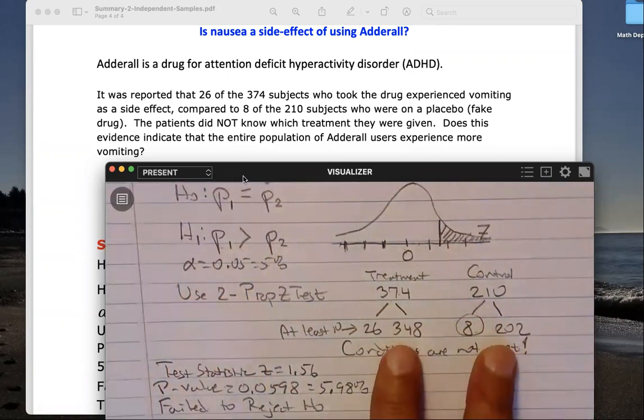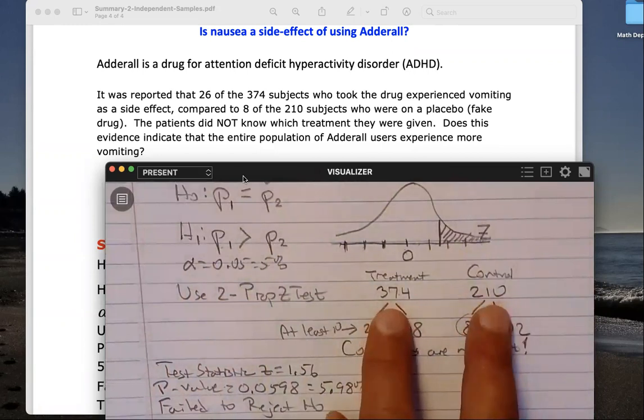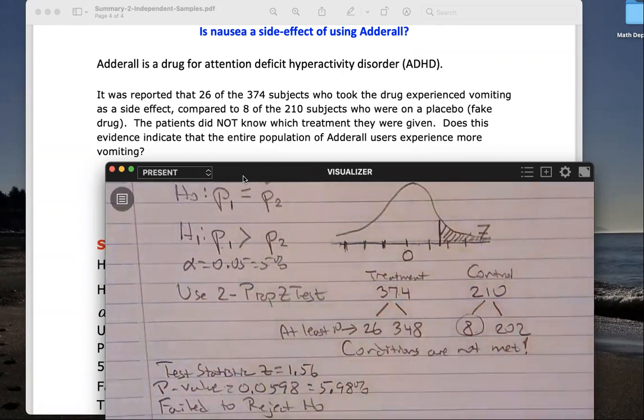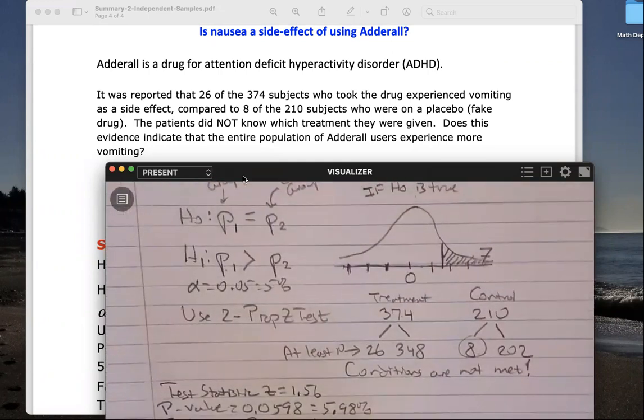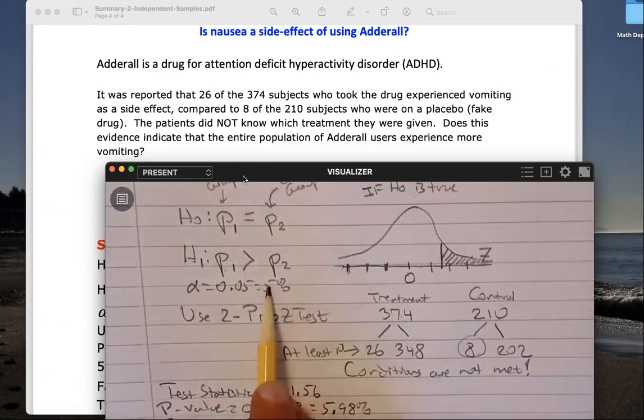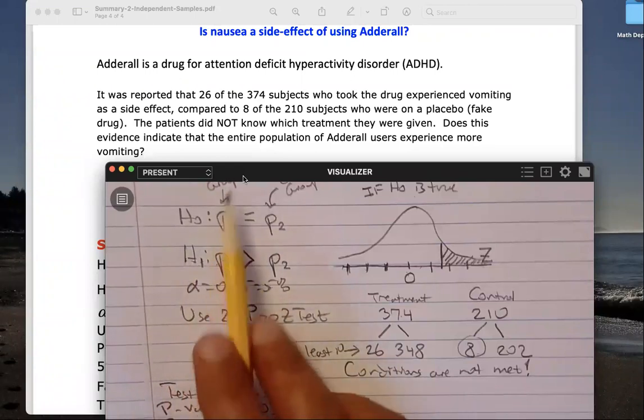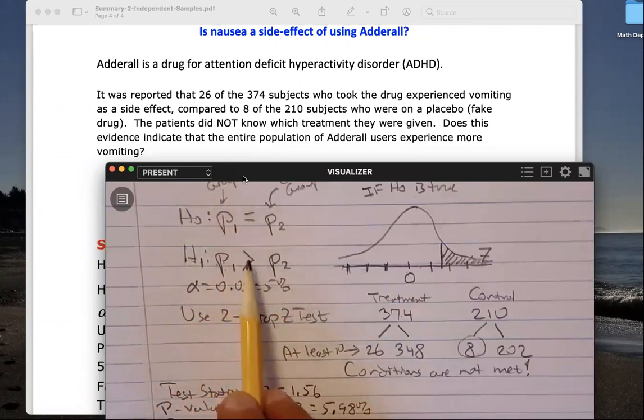But what does this tell you? You need larger sample sizes. This wasn't large enough. You're like, oh man, look how big that was. But hey, it's binary data. You need really large sample sizes with binary data. That's the nature of the beast of binary data. Let's follow it up with 2-PropZInt. Oh, by the way, putting this in context, we say there is not sufficient evidence at the 5% significance level to support the claim that the population proportion p1, the proportion of the treatment group feeling nauseous, is greater than that of the control group.